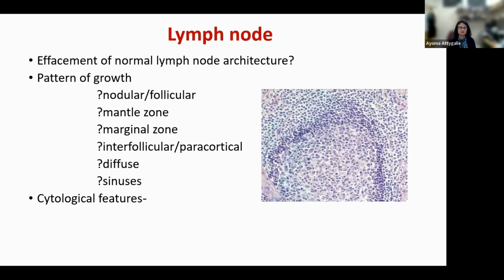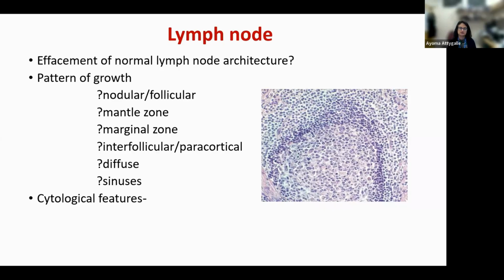But obviously, it doesn't tell you all, just on pattern of growth and cytology, because otherwise the older classifications would have been still applicable. So is it nodular or follicular? Is it a mantle zone pattern? Mantle zone pattern is when you have a naked follicle center, and the infiltrate starts immediately outside the follicle center. So in other words, that's why it's a naked follicle center.